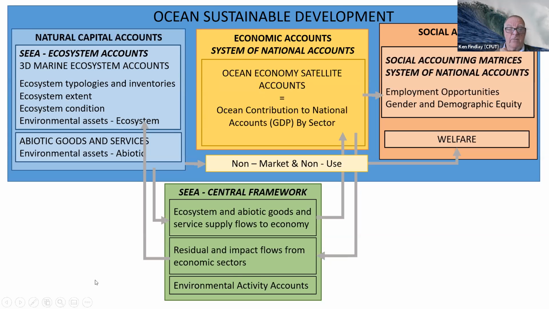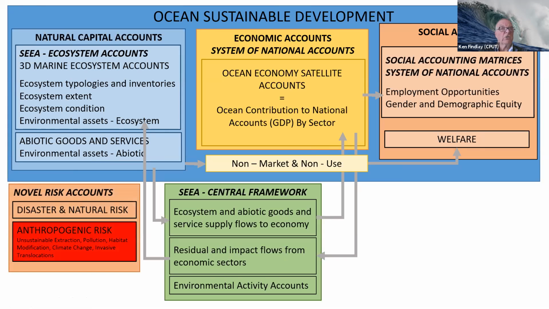The residual and impact flows from economic sectors drive back into the environment, but we need to look at those in terms of risk. And we need to quantify risk both in terms of natural risk and anthropogenic risk. And as Ty mentioned, we look at a basket of anthropogenic risk factors: unsustainable extraction, pollution, habitat modification, the myriad aspects of climate change, and invasive translocations. Those anthropogenic risks really talk to this pipeline of impact flows from economies back to the environment. But I want to put forward here that those risks, ladies and gentlemen, do not stay within the environments.